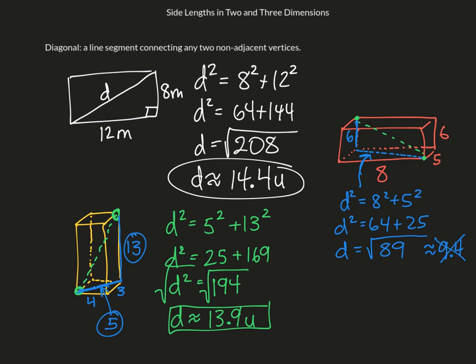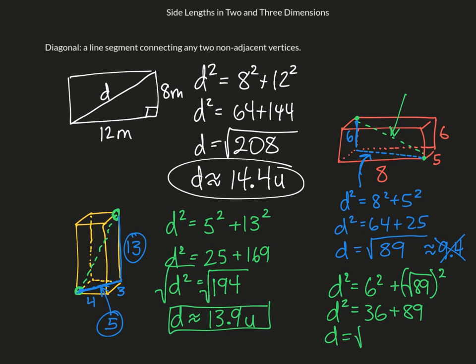So let's change colors again. So back to the green, which is what I want, the 3-dimensional diagonal squared is going to equal 6 squared plus the square root of 89 squared. So of course, squaring a square root makes it 89. So D is going to equal the square root of 125. And I can see that's barely over 11 because that's 121. So approximately 11.2 units.